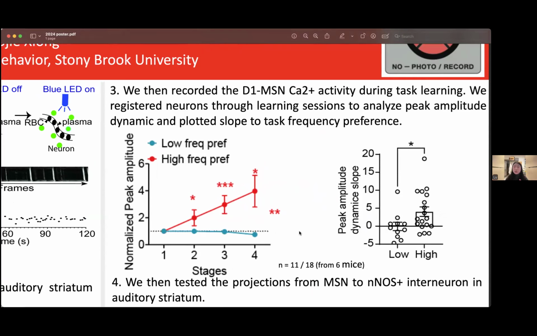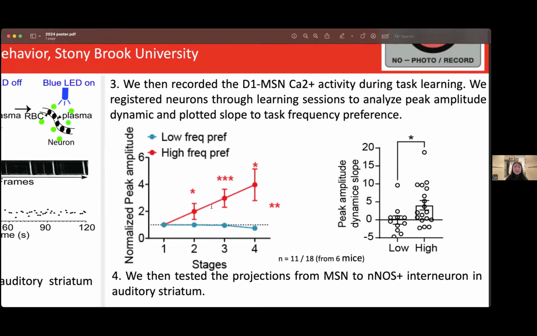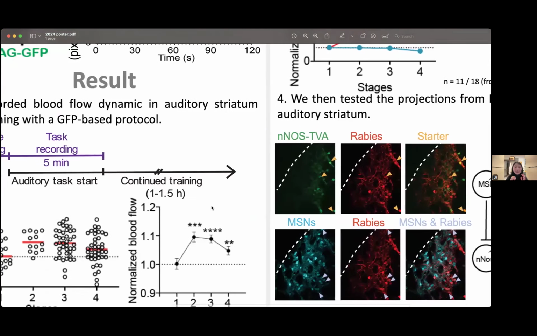So we recorded this group of neurons during the task learning, and we could separate the neurons into different frequency preferences. You know, the auditory-related neurons, they all have their preferences, like frequencies. So we have high frequency preferred neurons and low frequency preferred neurons. Interestingly, we see that in the high frequency preferred neurons, the activity is selectively potentiated during the learning. We can see as the animal keeps learning into the later stages, the activity of the high frequency preferred neurons keeps increasing. So this actually looks more like a linear potentiation during the learning, but the blood flow we have here is a nonlinear potentiation. So how are these two going to be coupled together?